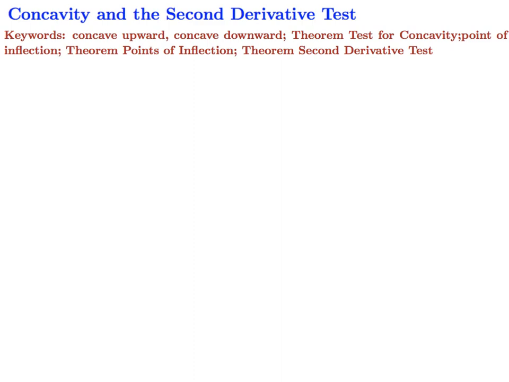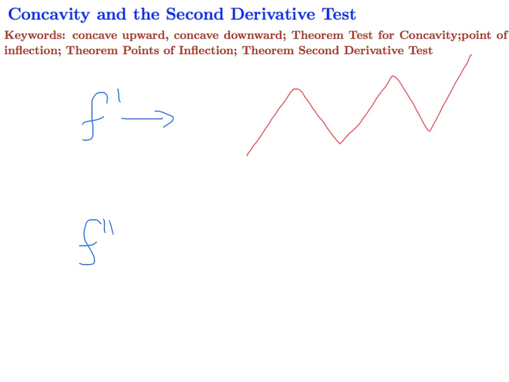In the previous video, we learned that if we look at our function and its derivative, the derivative can tell you whether your function is increasing or decreasing. So we know if our function is going up or down. And today we're going to focus on the information that our second derivative tells us.